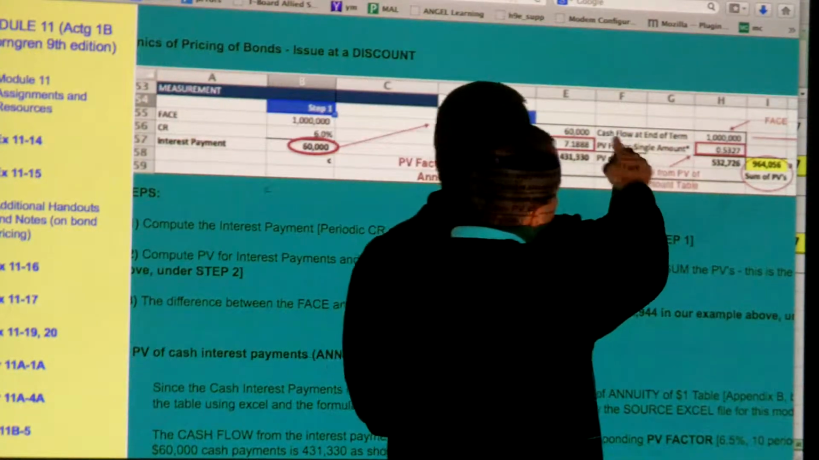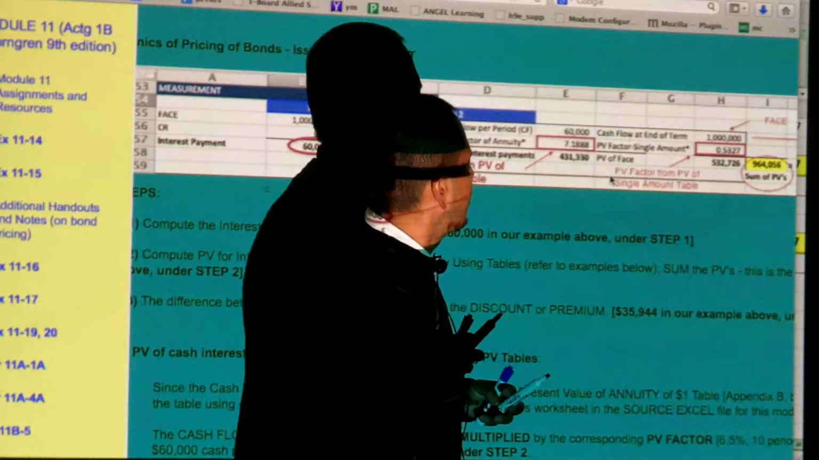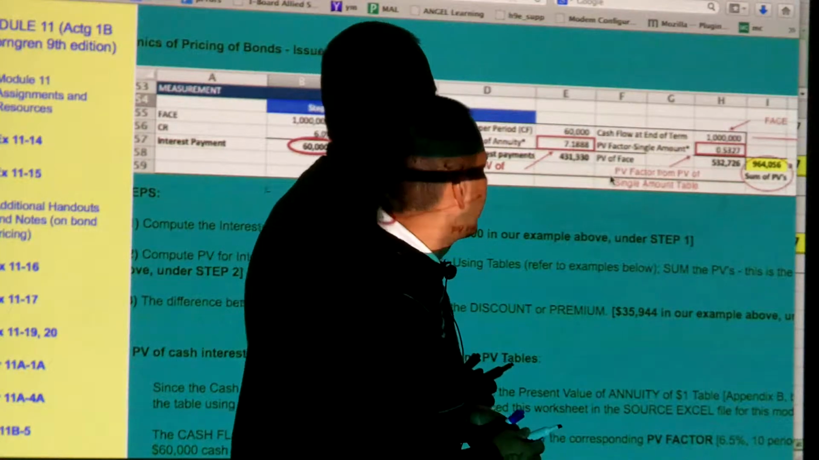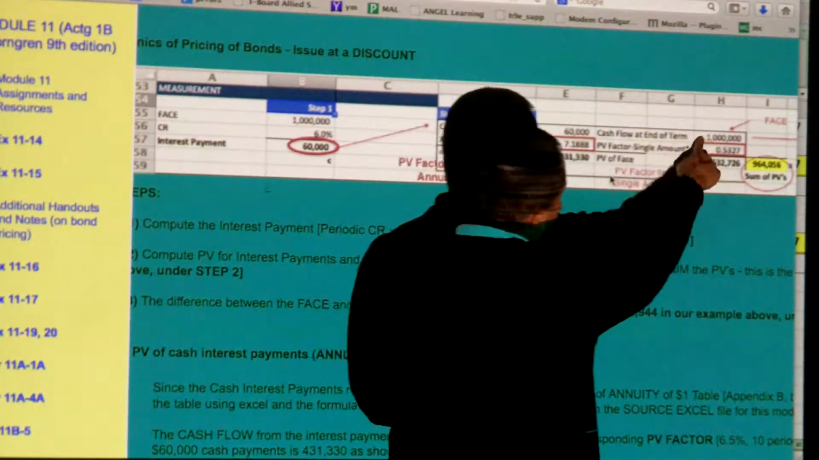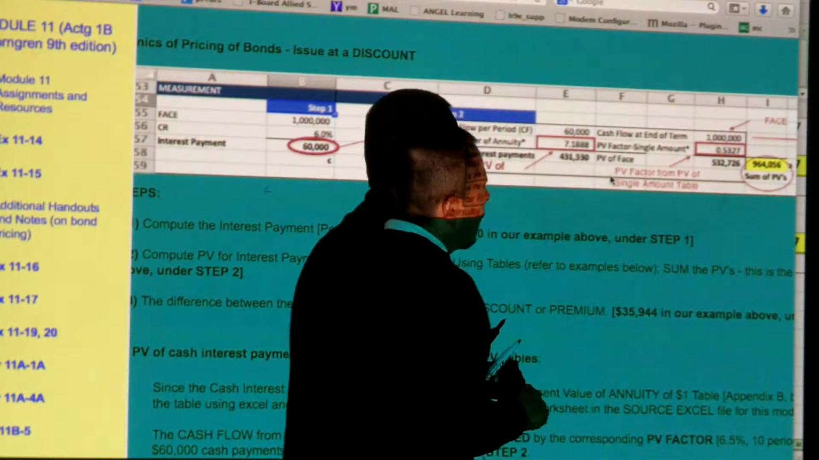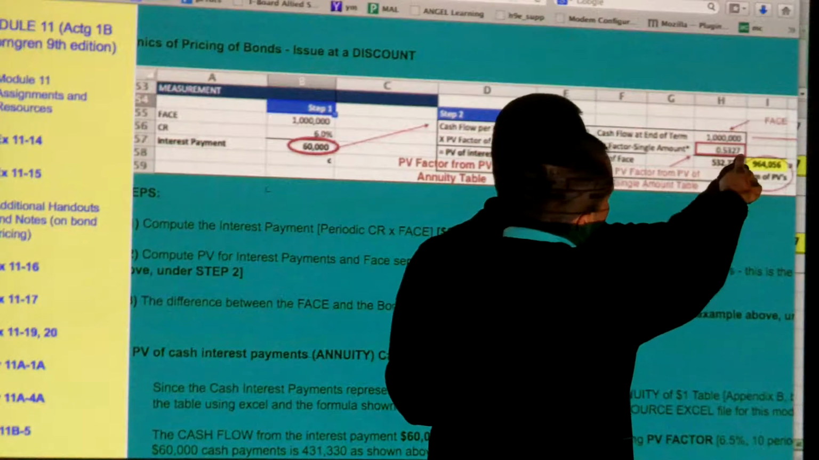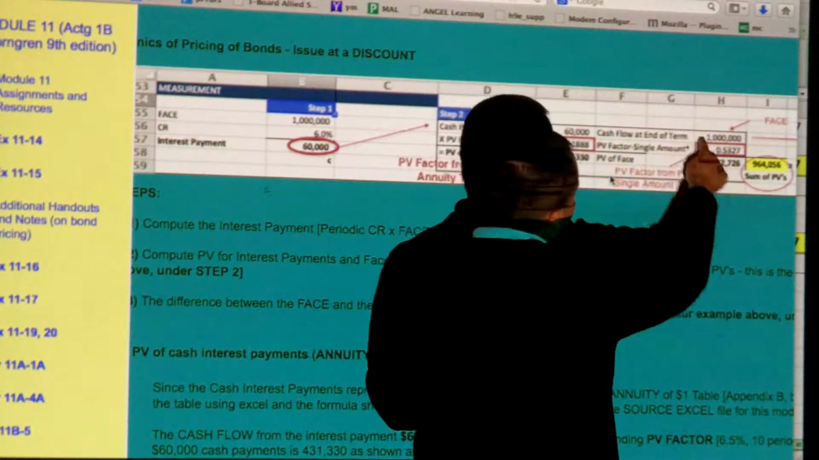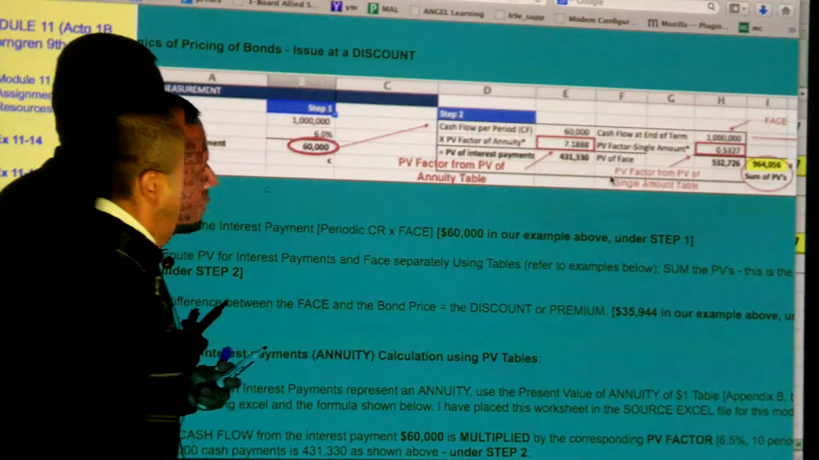Also, separately, you take the face amount that you are going to return to the investor at the end of the life of the bond, 10 periods or 5 years later, and you multiply that times the present value factor for a single amount. In this case, it will be 0.5327. Again, I'll show you later how to get to that. Multiply that together, and that gives you a total present value of $532,726.